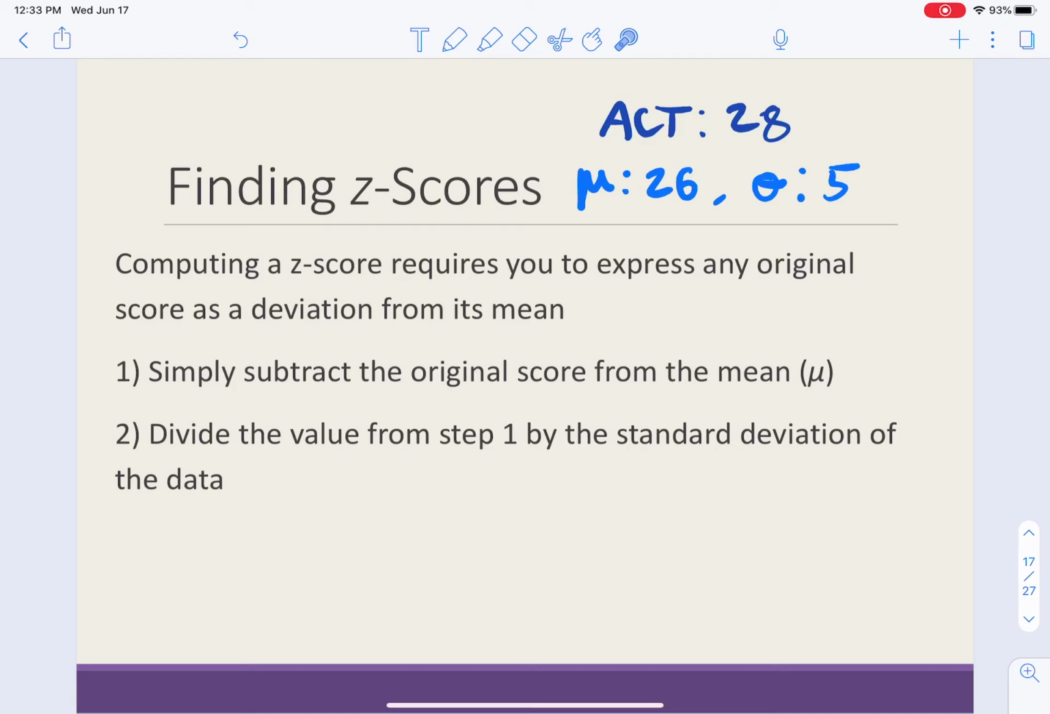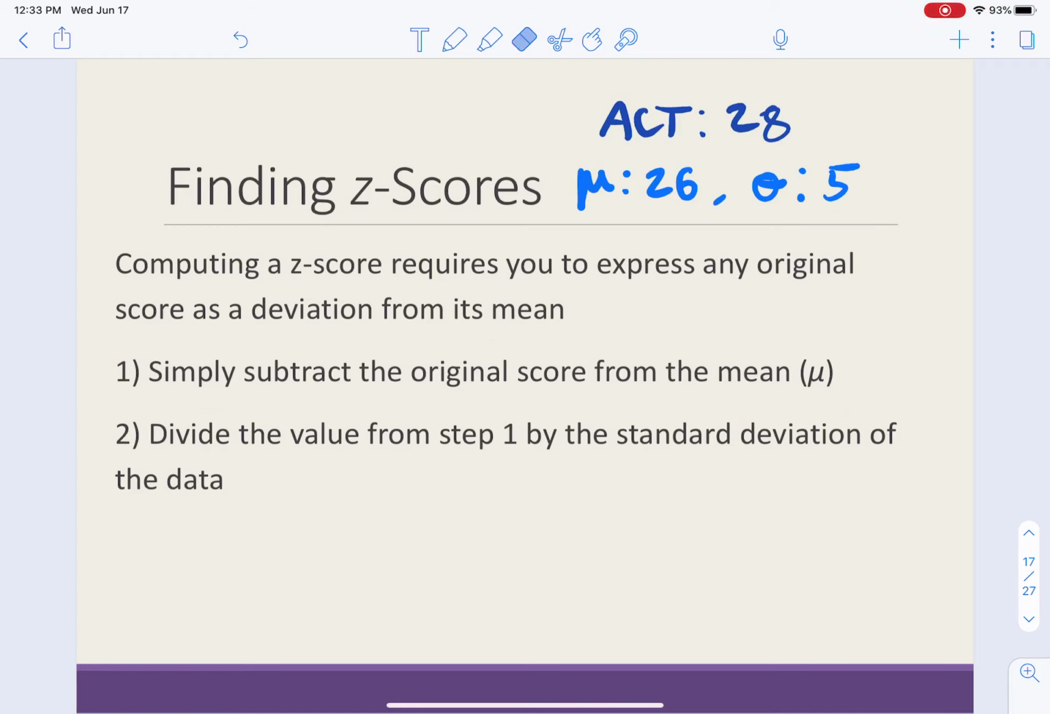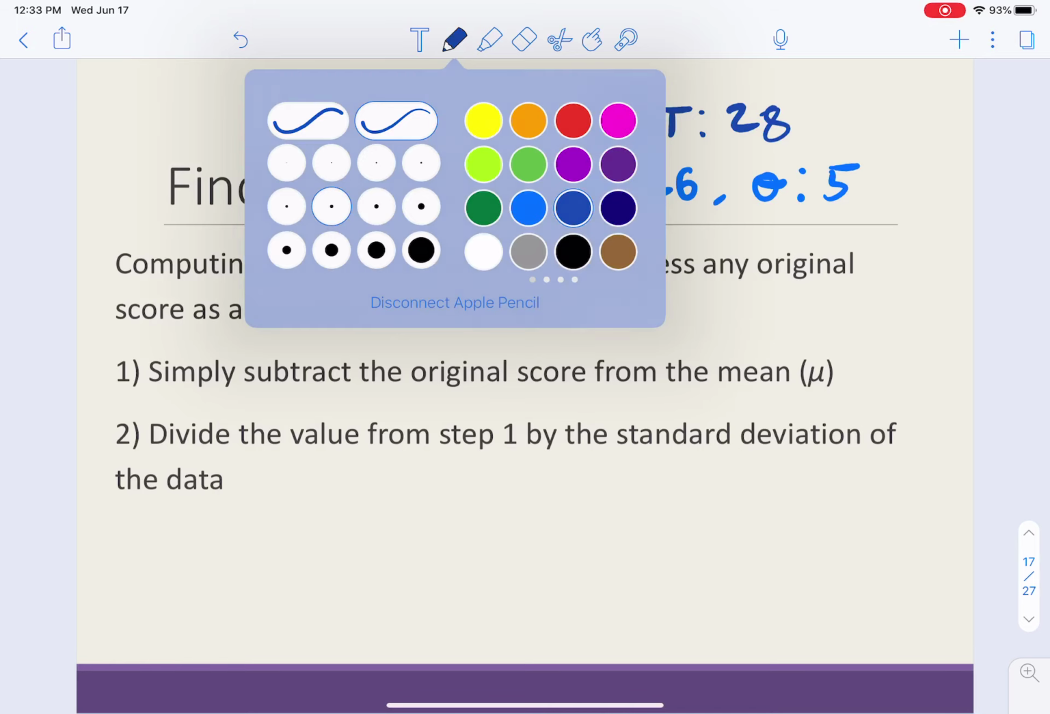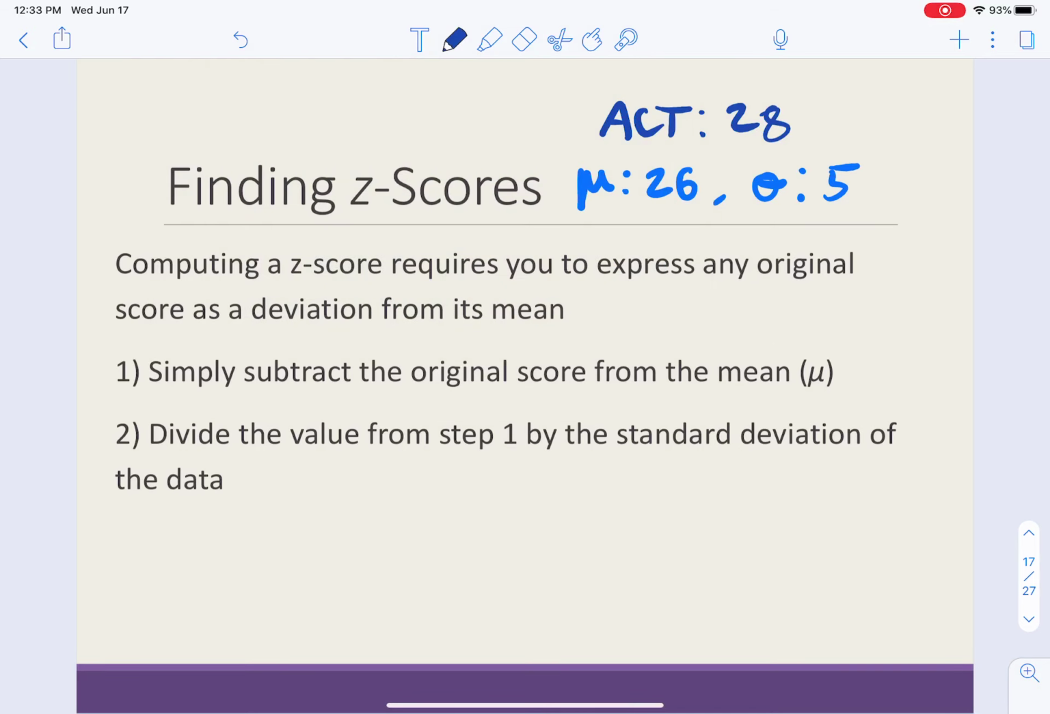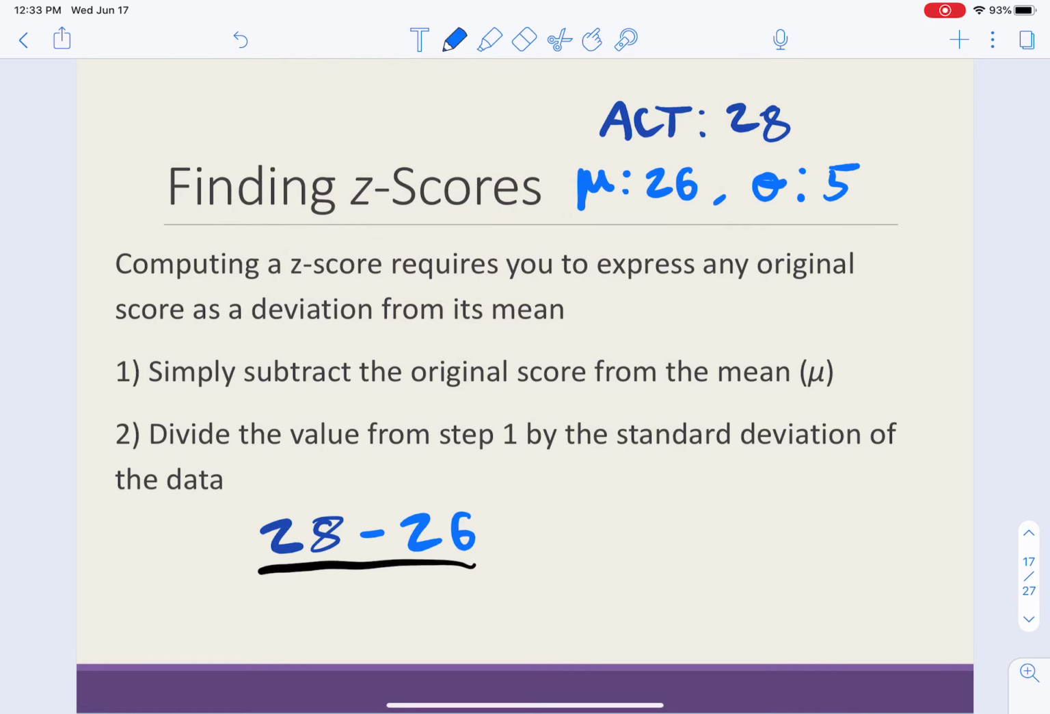Well, the first step is to subtract our score and subtract away the mean, okay? And then after that, you just divide by the standard deviation. Okay, as simple as that. So let me show you what that actually looks like. So my ACT score was 28. Okay, and I'm comparing myself to the rest of the people that took it. So that would be minus 26. Okay, and then we're just going to divide by 5.